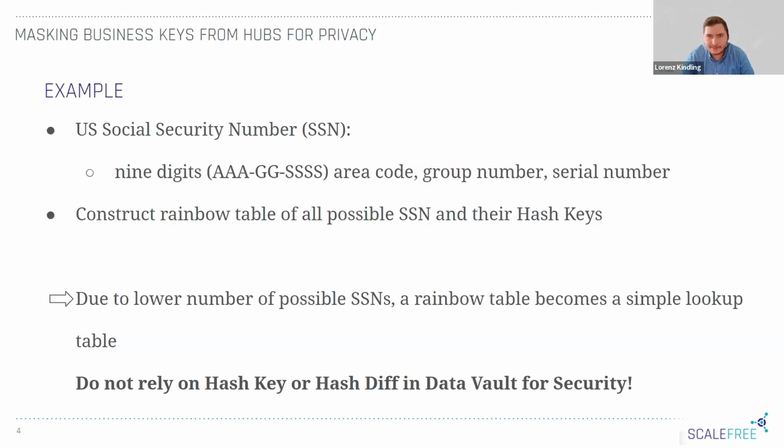So if I get access to your data, to your hub, and you mask the business key, I can just query my rainbow table against the hash keys and then get the corresponding social security number. So masking the business key like that doesn't work, and this is why we don't rely on hash keys or hash diff in Data Vault in general for security. But there's a solution to that.